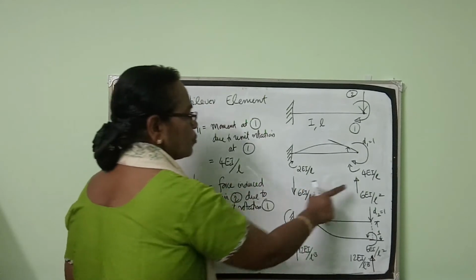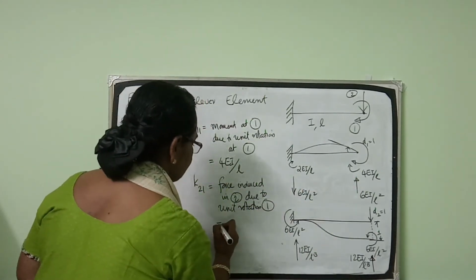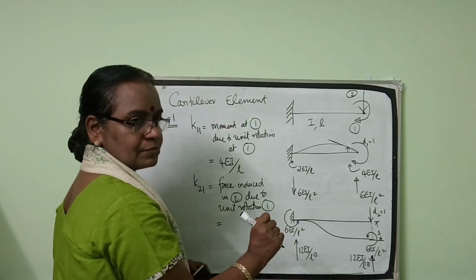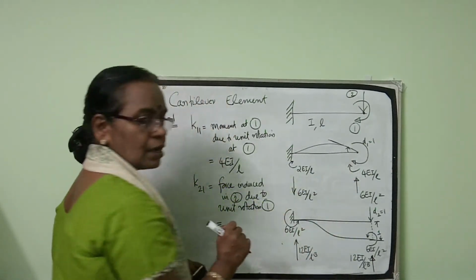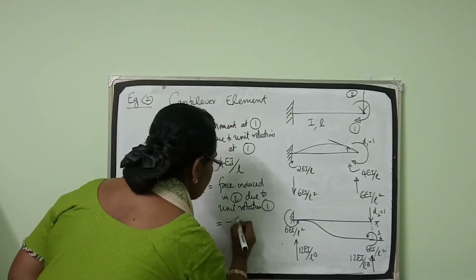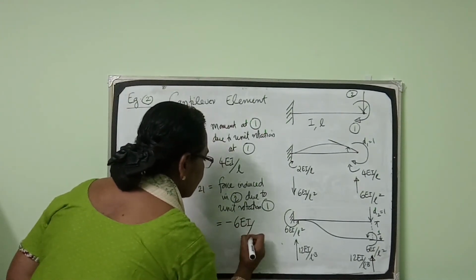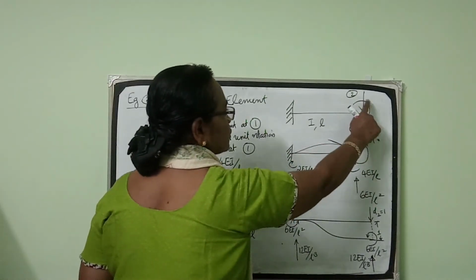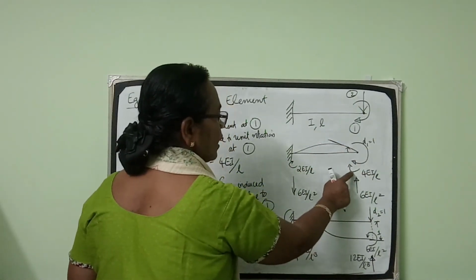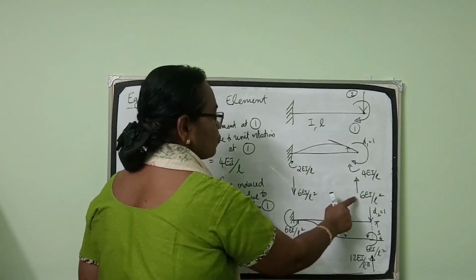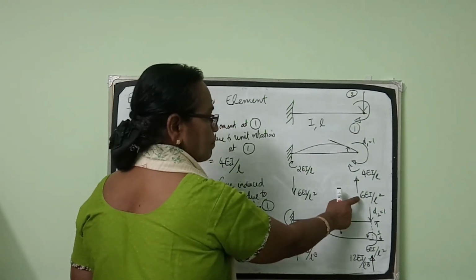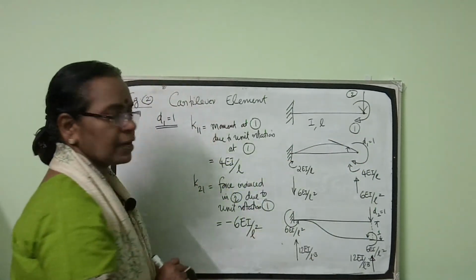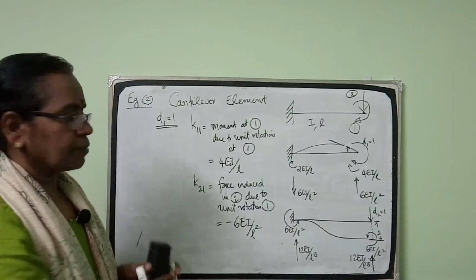That is K21. The force developed here is 6EI by L square. The direction 2 is downward, but the force developed is upward. So it is minus 6EI by L square. So corresponding to coordinate direction 1, the force is 4EI by L. Corresponding to coordinate direction 1, the force developed is 6EI by L square. It is opposite to the direction of 2. So I have marked it as minus 6EI by L square.